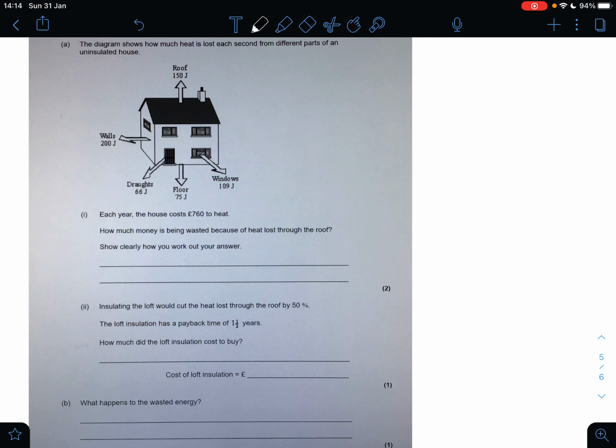Okay, and the last one. Now they've given us some numbers. Okay, so the roof 150 joules, walls 200, drafts 66, so the air getting through the gaps in the doors, floor 75, and windows 109. Each year the house costs £760 to heat. How much energy is being wasted because of the heat loss through the roof?